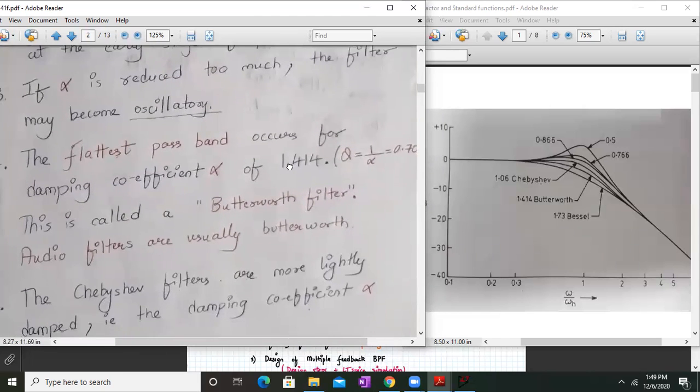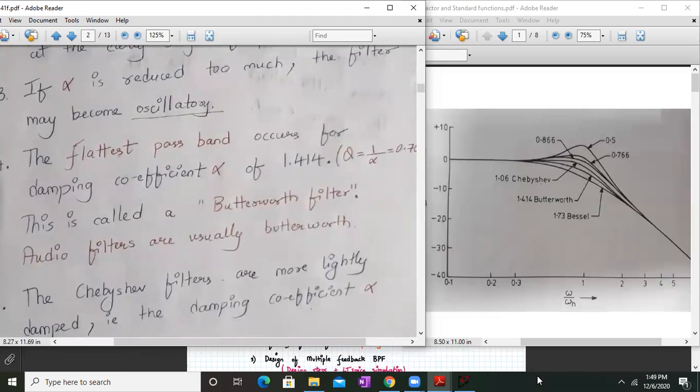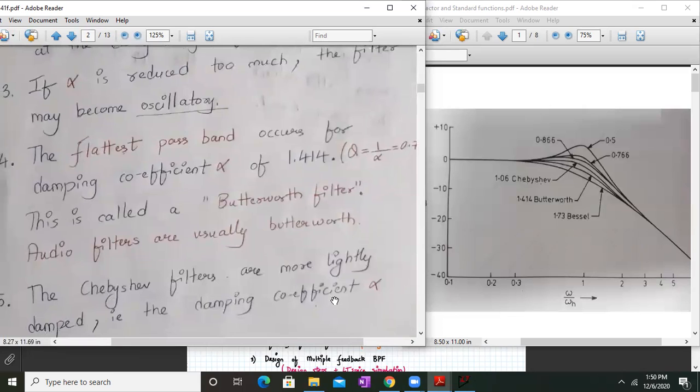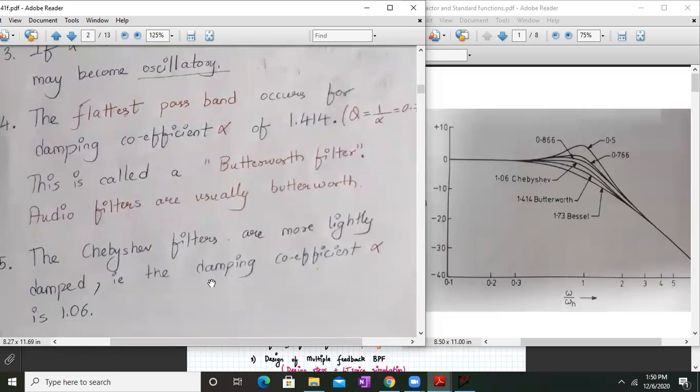Now, the next point of observation is the flattest pass band occurs for a damping ratio of 1.414. That is when the quality factor is 0.707. You can see over here, that is for the Butterworth response. So this is called a Butterworth filter. Audio filters are usually Butterworth.